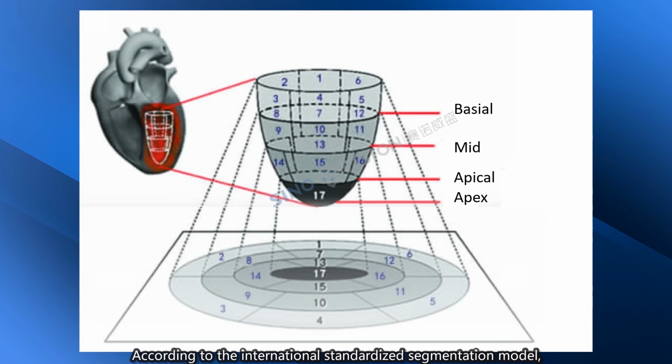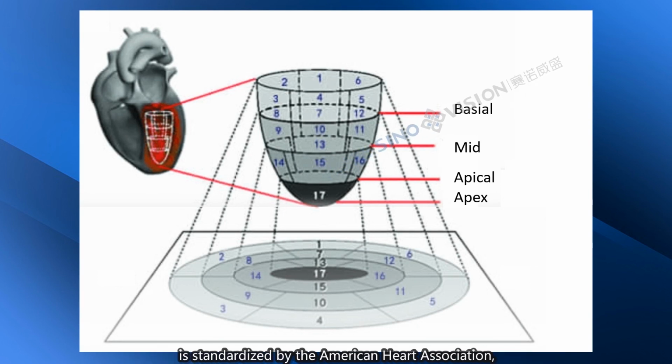According to the International Standardized Segmentation Model, the segmentation of the bullseye map on the left ventricular planes is standardized by the American Heart Association, and the left ventricle is divided into 17 segments.